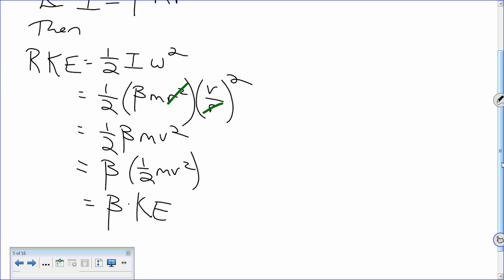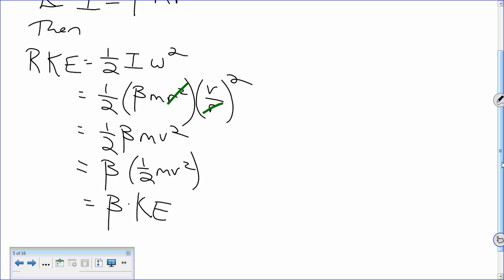Okay. When are we allowed to use this trick? If the object is rolling, not just rotating. Here's why. Look. If it's just spinning in place, what's the kinetic energy? 0. But it has rotational kinetic energy, right? So it has to be rolling for this to work, because it relies on v over r, and that's only true if it's rolling.